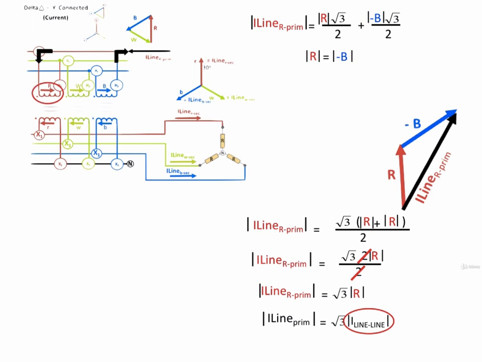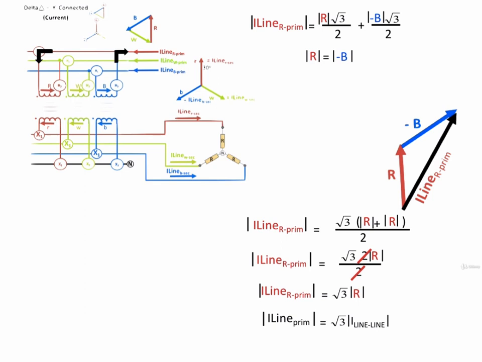And at the risk of repeating myself, but I'll try to put some visuals up for it, the current flowing in the individual windings of the transformer is such that the magnitude of the line current is equal to root 3 times the current flowing in the individual transformer winding on the primary side.